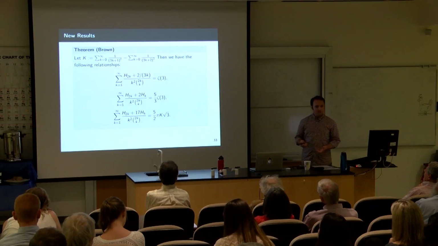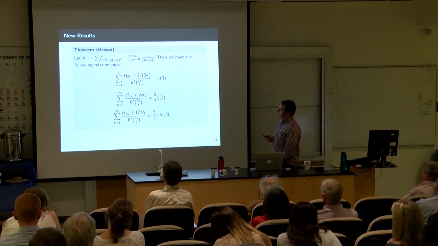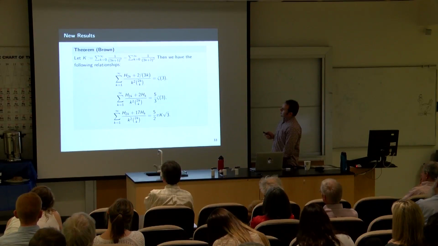Some of these constants have names. I don't think this one does. But it usually is called K in different books and papers. So if you have this constant K, then you have the following relationships.